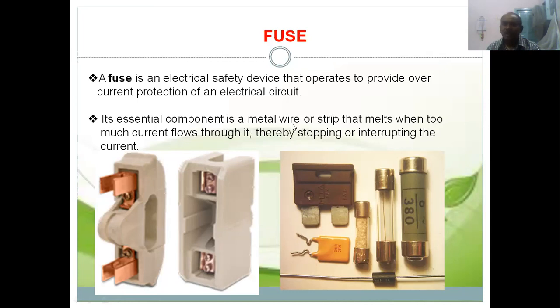So a metal wire or strip. Sometimes we can use a strip also. That is dependent on the current load capacity. When too much current flows through it, it stops or interrupts the current. So when it is designed for 1 ampere, it can easily allow the 1 ampere without heating.